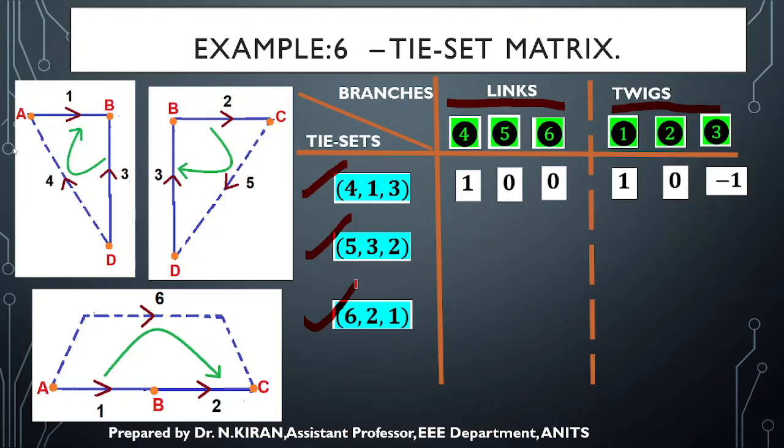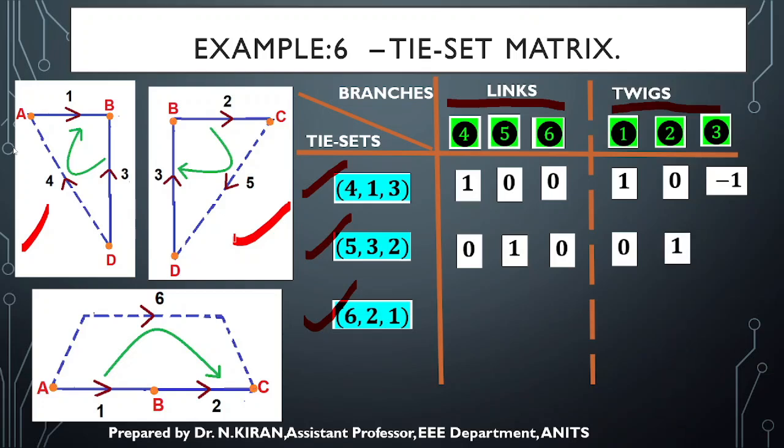Coming to my second tie set, that is 5, 3, 2. This is over. This is the first I have considered. The second one, 4 is nowhere related to my second tie set, so it is 0. The fifth link is in the same direction as the tie set, so it is +1. Sixth link is nowhere related to this tie set, so it is 0. First twig is nowhere related to this tie set, it is 0. Second twig is in the same direction as the loop direction, so it is +1. And third twig is also in the same direction as the loop direction, so it is +1.